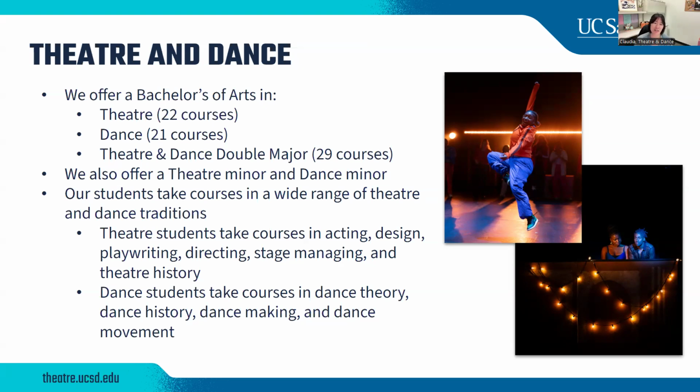To talk a little bit about our program, we offer a Bachelor of Arts in Theater or in Dance. For a theater major, it's 22 courses, and for a dance major, it's 21. We also offer a theater and dance double major, which is 29 courses. So we take out a lot of the overlapping stuff and change it a little bit so you don't have to take requirements for both of those majors. We also offer a theater minor and a dance minor as well.